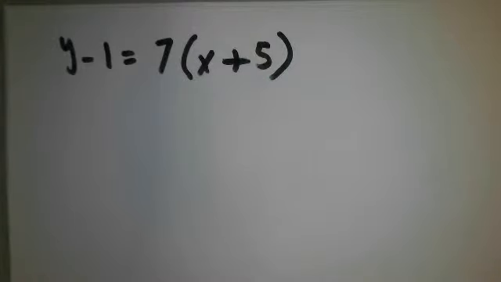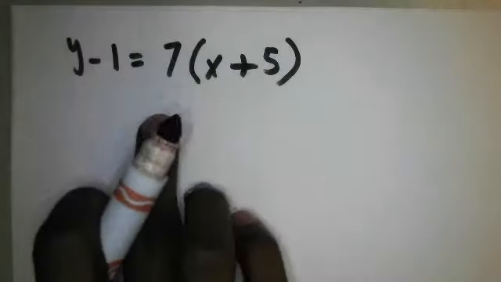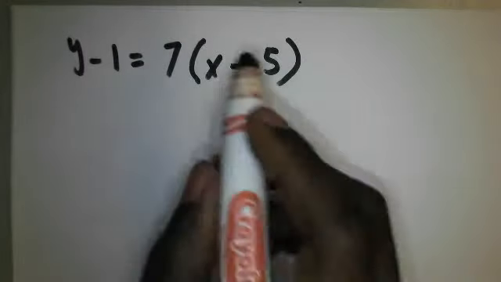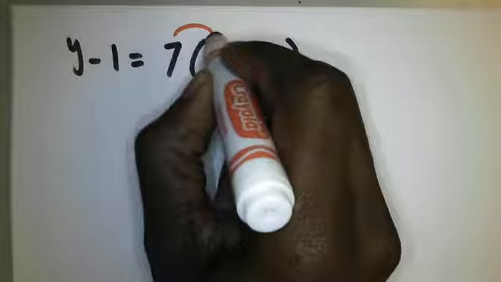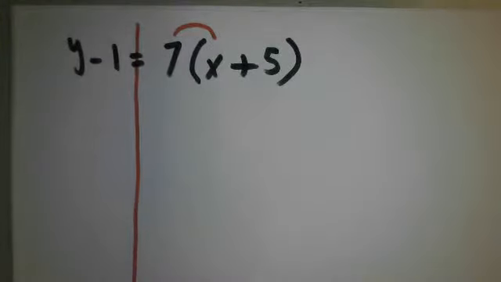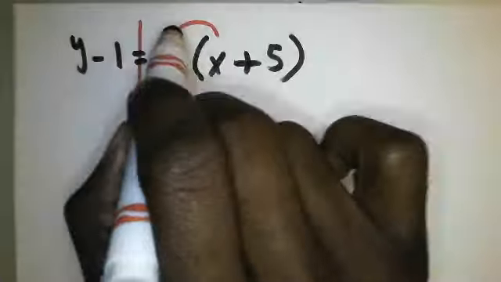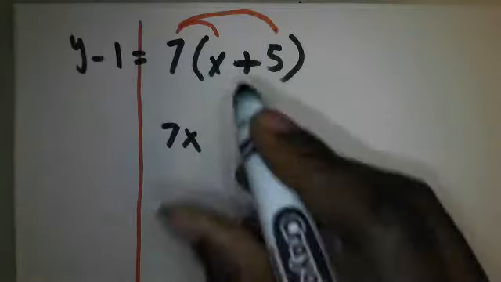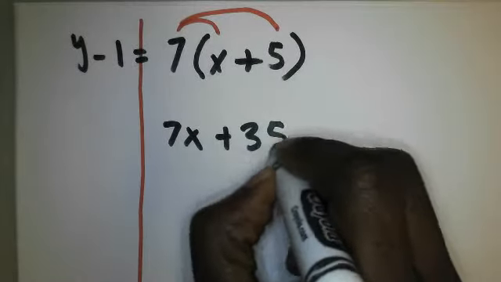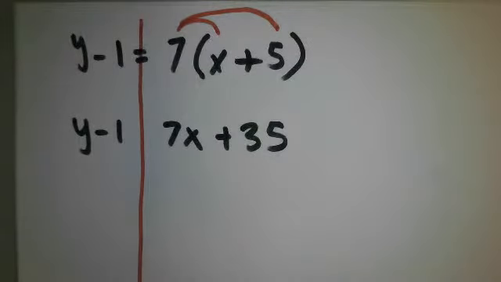Now this one does not have a fraction, so we don't have to worry about getting rid of the fraction itself since it doesn't have any. But what we're going to do is distribute the 7. So I'm going to draw that line to separate both sides of the equation. So it is 7 times x, which is 7x, and 7 times 5, which is positive 35. On this side it stays the same. We can't do anything else to simplify it.